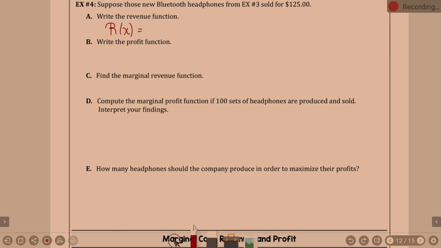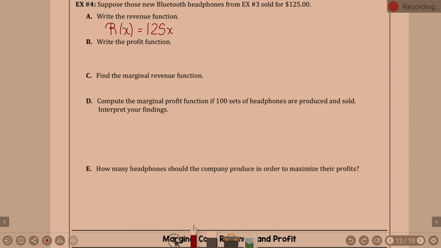Total revenue received from the sales of x units. So, how much are you going to receive here? $125. And how often are you going to receive that $125? Every time you sell a product. And how many products am I selling? 100? 100 more? We don't know. Wait, we're just writing a basic function. x. So my revenue function is 125x, because $125 is the money you bring in, times each unit. We're at x units. We don't have a number to plug in right now.